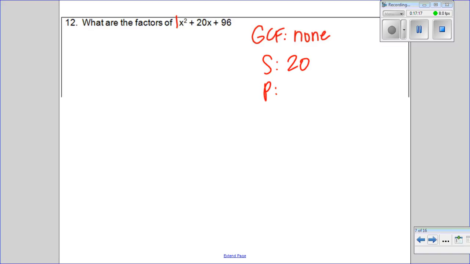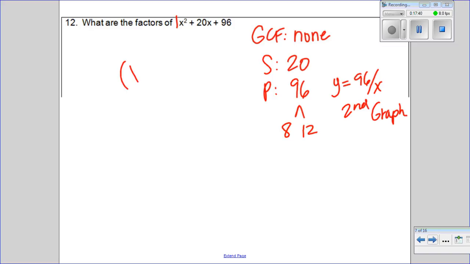My sum is 20 and my product is 96. This is a big number, so you're going to want to use your calculator. Y equals 96 divided by x. And then you're going to go second graph to find that list of factors. Okay, so 8 and 12. Those multiply to give me 96 and add to give me 20. So now I just fill in my parentheses.